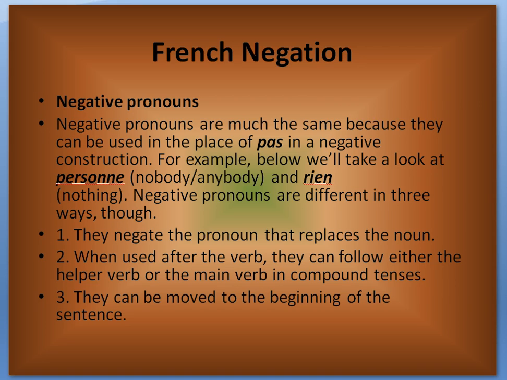There are some negative pronouns as well, which can be used in place of pas. For example, personne, meaning nobody or not anybody, and rien, nothing or not anything. Negative pronouns negate the pronoun that replaces the noun. When used after the verb, they follow either the helping verb or the main verb in compound tenses, and they can be moved to the beginning of the sentence.